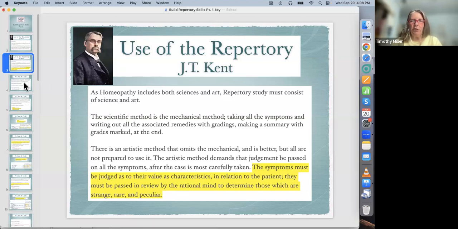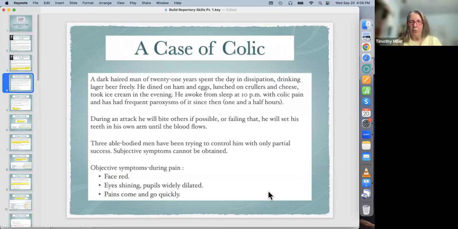Now we're going to go to our very first case. This is not a case of Kent, but it is a very simple example of what we're going to be doing here. This is a case of colic. I'm going to read through the case very briefly, and then we're going to work through the repertorization, and we'll have an idea of what we're going to be doing here.